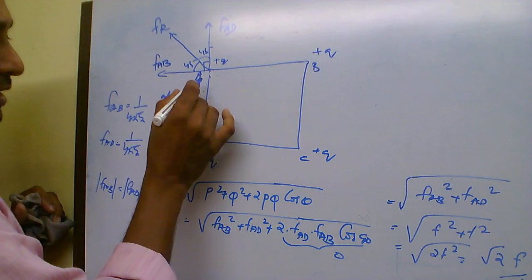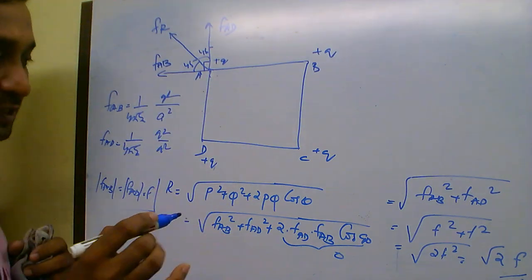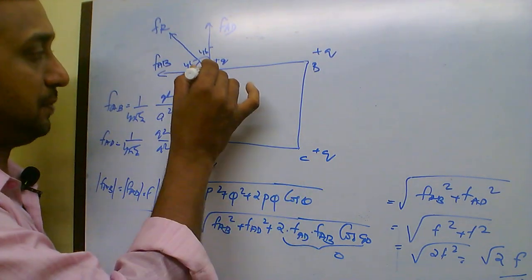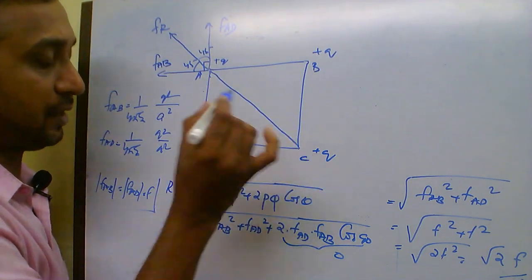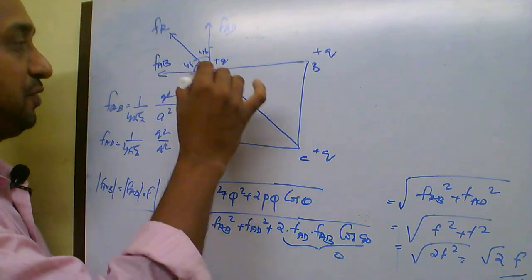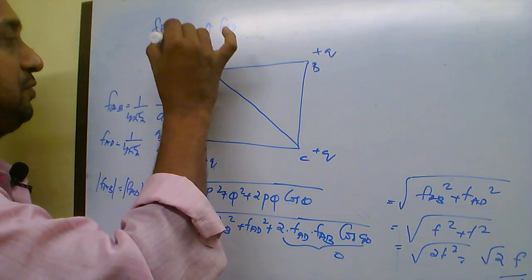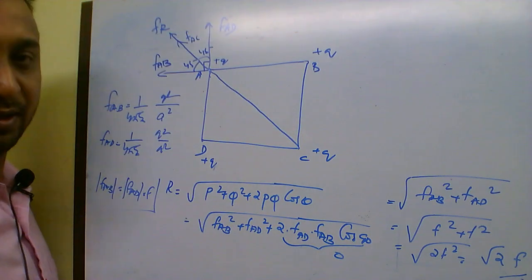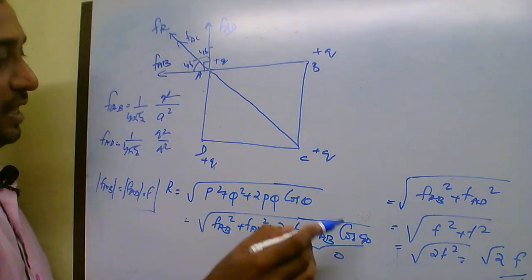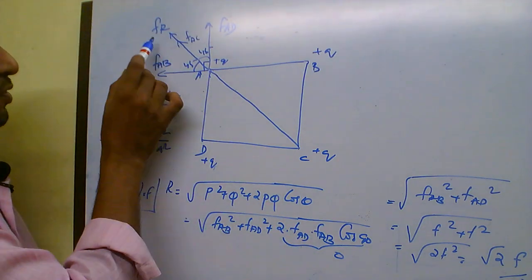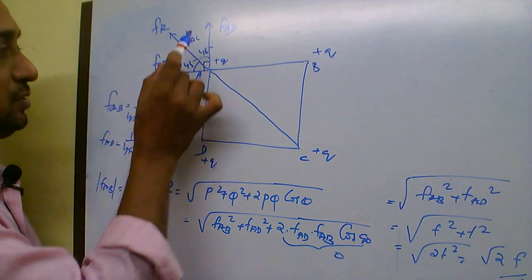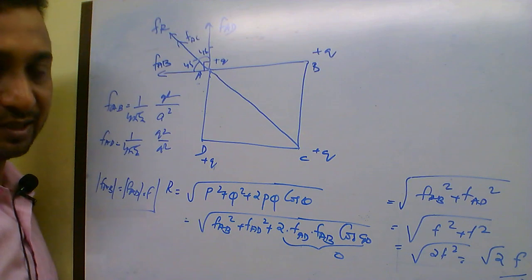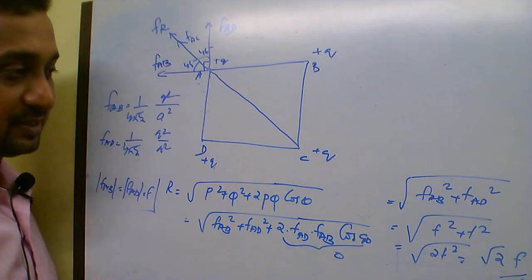Now the charge at A will also experience a force of repulsion from the charge at C. That force will be acting along the diagonal, so that force of repulsion will also be in the direction of the resultant force. So this is the force on A due to the charge at C. Now along this diagonal you have two forces: the force due to the resultant of FAB and FAD, and the force on A because of the charge at C. So what is the force on A due to charge at C?